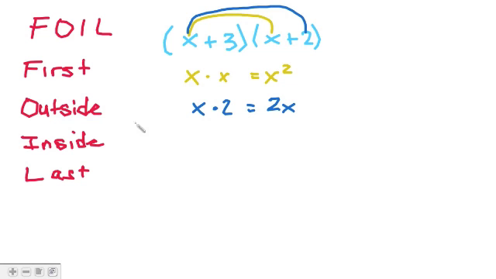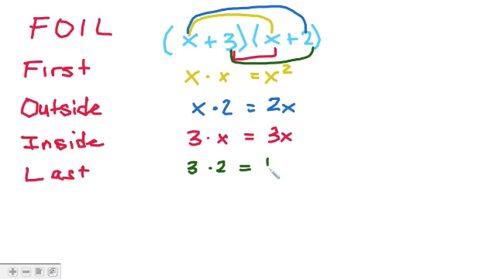Now let's do the insides. These are going to be your inside numbers, which is going to be 3 and x. So 3 times x gives me 3x. And now let's do the last numbers, the last numbers on each side, the 3 and the 2. So 3 times 2 is going to give me 6. Great. Now, how do we put all this together? Well, we just write it out: x squared plus 2x plus 3x plus 6.